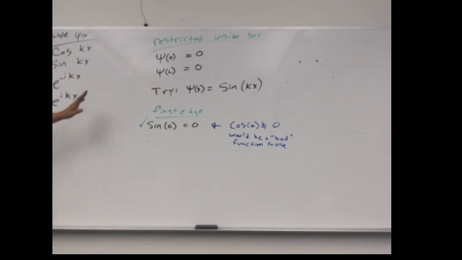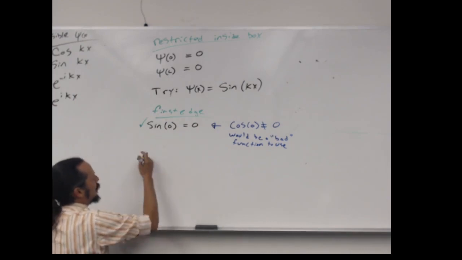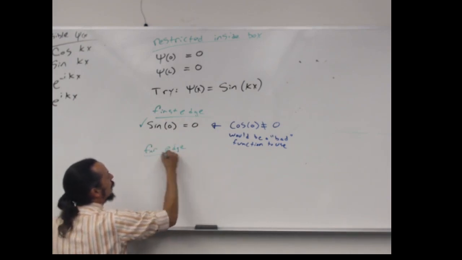I happened to pick a function where the first edge works out. That's part of why I picked sine. I knew it was going to work. If we did e to the ikx, it would have been a little bit more difficult and wouldn't have worked. We would have had to pick some other function. Sine just happens to work. Then we check the far edge. And this is where things, in my opinion, start to get really cool.